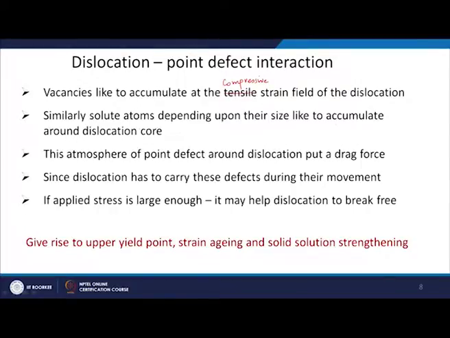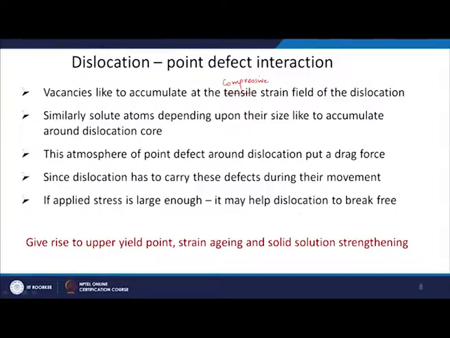Similarly, solute atoms, depending upon their size, like to accumulate around the dislocation core. This atmosphere of point defects around the dislocation puts a drag force. Now, if I want to move the dislocation with these defects around the core, my dislocation has reduced its strain energy, so it would like to carry those defects with it, and this creates a drag force on the dislocation, because now it is not only the movement of the dislocation, the point defects also need to be moved together. If we increase the applied stress to a very large extent, maybe the dislocation will be able to break free from these defects.